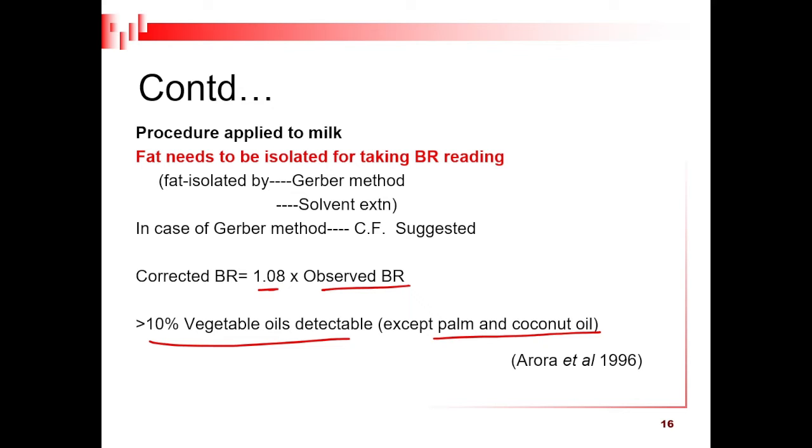Again repeating, this correction factor is because of the hydrolytic effect of the Gerber sulfuric acid on the fat. So whatever BR reading you observe has to be multiplied by 1.08 to get the corrected BR reading. And by this test, adulteration of vegetable oils at less than 10% is not detectable.